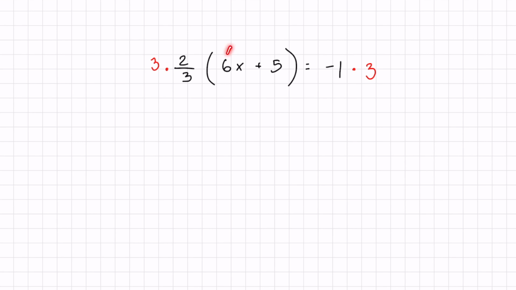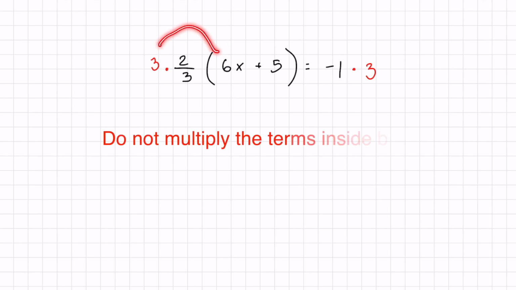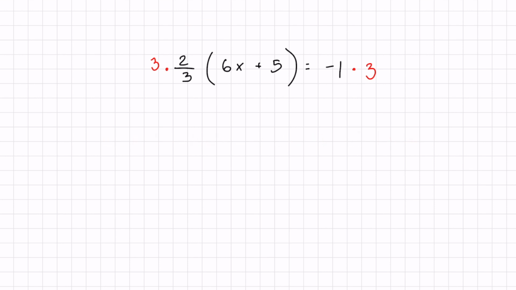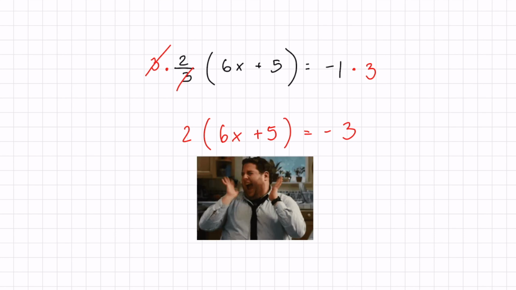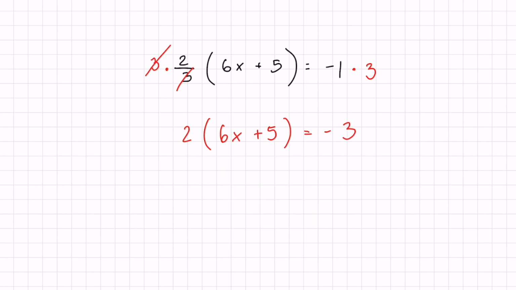You don't have to multiply 6x and 5 by 3, because you're going to end up distributing this anyways. So technically you are multiplying those by 3. But look what will happen. Those will cancel out because 3 divided by 3 is 1. I'm left with 2 times 6x plus 5 equals, and all you got to do is -1 times 3, which is -3. And look, now we don't have any fractions. This is just a simple equation.